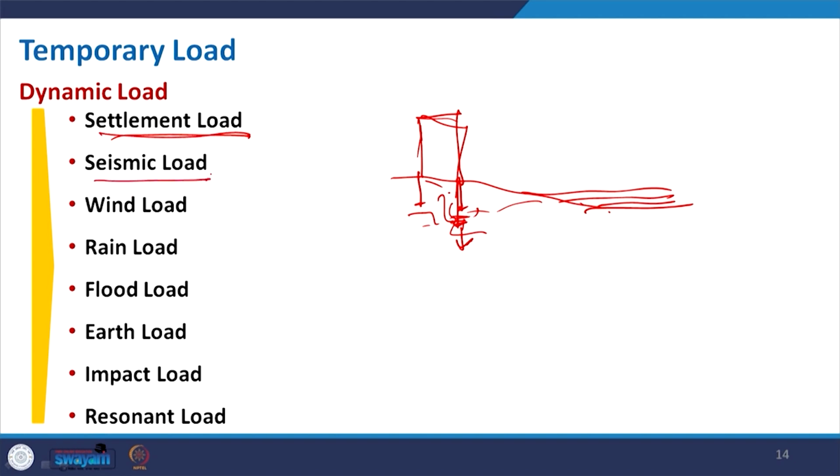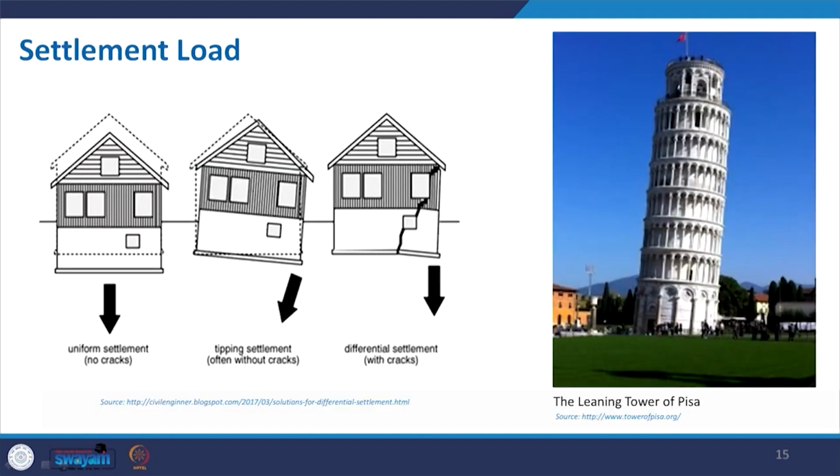Then seismic load due to earthquake, wind load due to wind, rain load, flood load, then earth load. Earth load is basically the lateral soil pressure. Impact load is an all-of-a-sudden load, and resonant load will create resonance. So, let us see one by one.